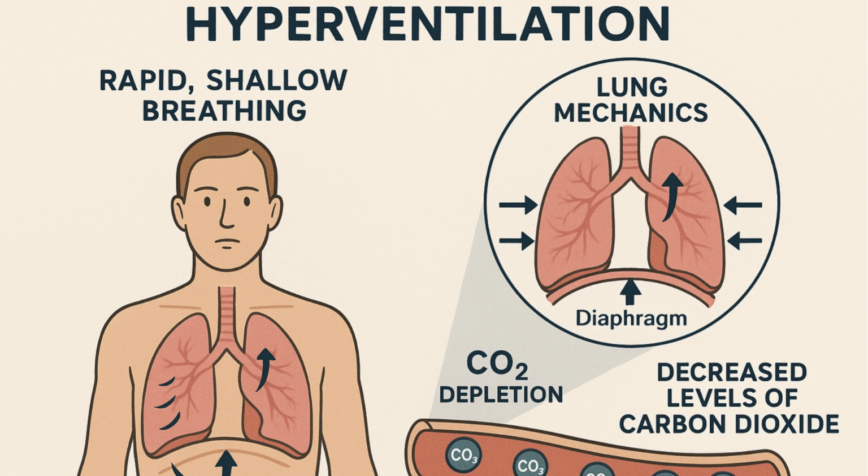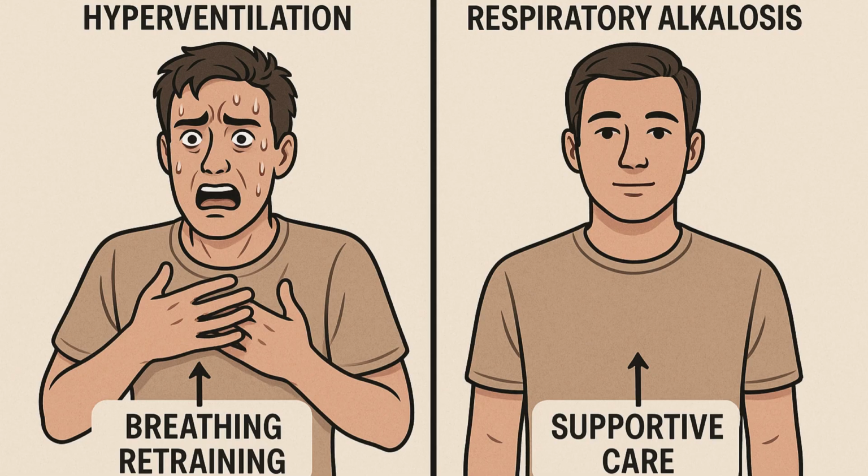Respiratory alkalosis, pH above 7.45 with PaCO2 below 35 mmHg, usually caused by hyperventilation, but remember, it might be appropriate compensation for metabolic acidosis. Primary respiratory alkalosis from anxiety or pain responds to breathing retraining and relaxation techniques. Compensatory respiratory alkalosis for metabolic acidosis should not be suppressed.